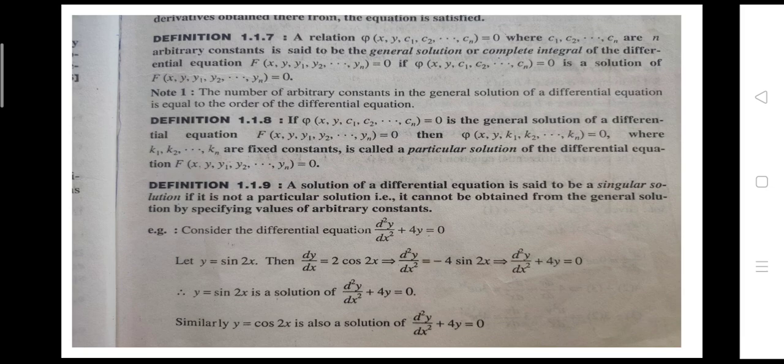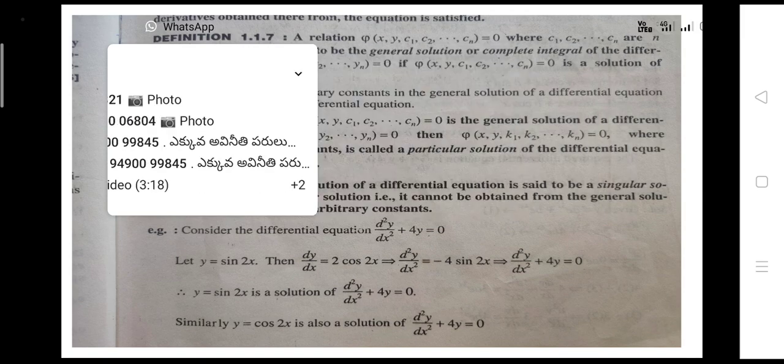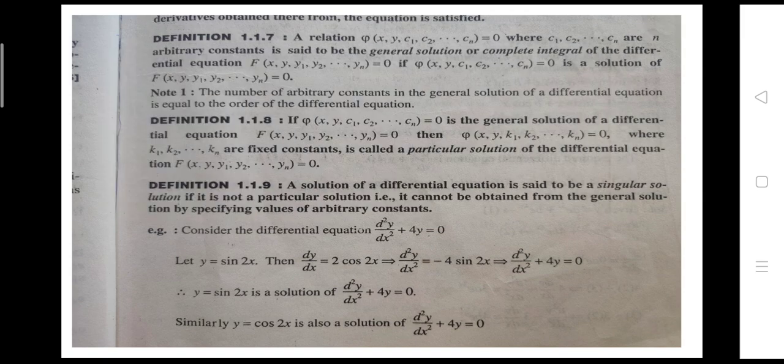So this is another definition of the general solution of the differential equation. Particular solution: if phi of x, y, c1, c2, and so on up to cn equal to 0 is the general solution of the differential equation F of x, y, y1, y2, and so on up to yn equal to 0, then phi of x, y, k1, k2, and so on up to kn equal to 0, where k1, k2, and so on up to kn are fixed constants, is called a particular solution of the differential equation F of x, y, y1, y2, and so on up to yn equal to 0.